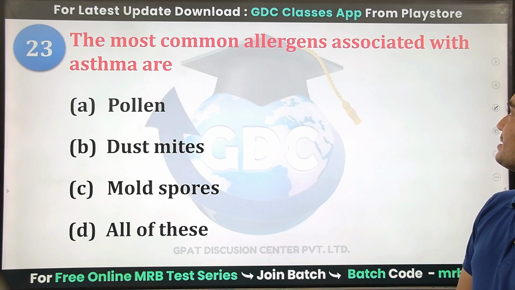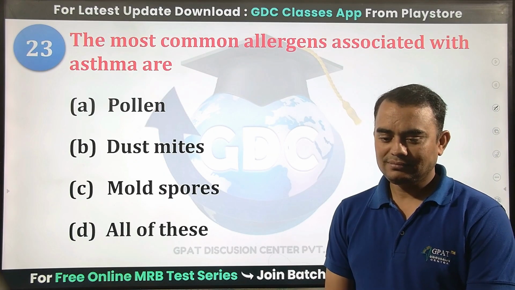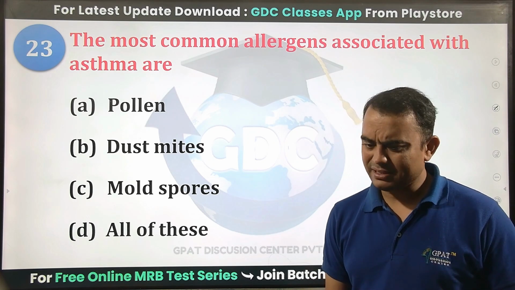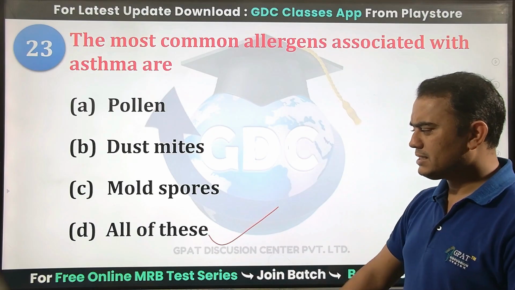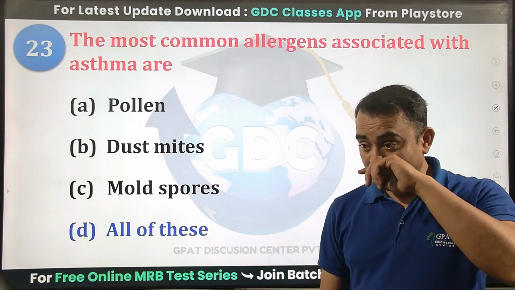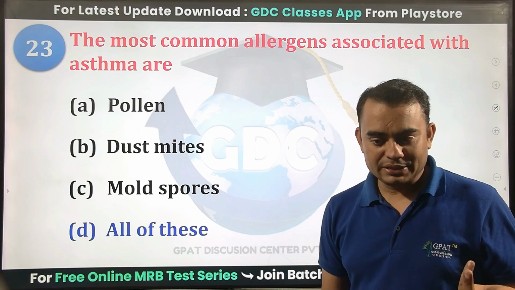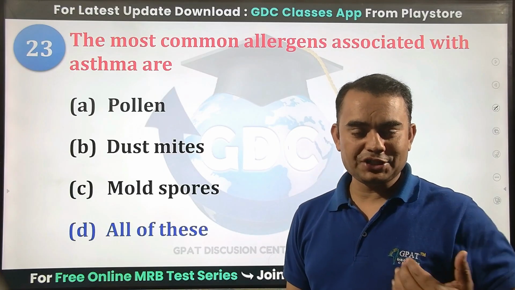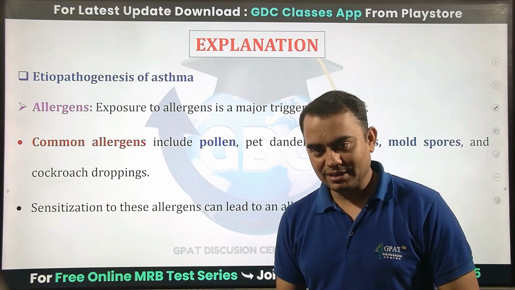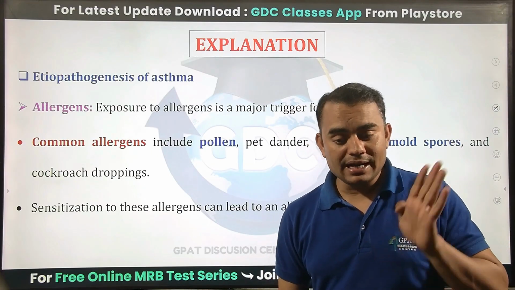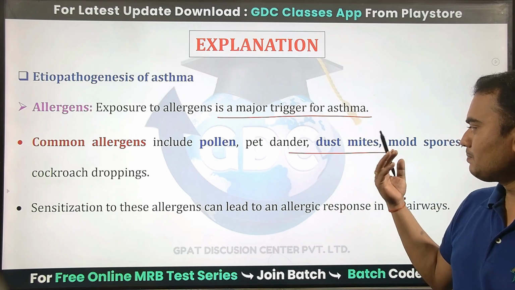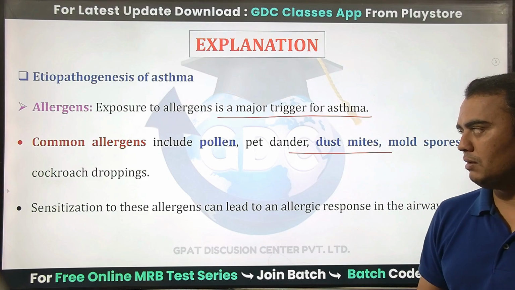The most common allergen associated with asthma may be pollens, dust mites, or spores. All of these can be there for any asthmatic patient. If these allergens enter the body, they lead to a hypersensitivity reaction, and then different inflammatory mediators are released, leading to bronchoconstriction, which can lead to an asthmatic attack. Exposure to allergen is a major trigger of asthma. Common allergens are pollen, paint dust, dander, dust mite, and mold spores.